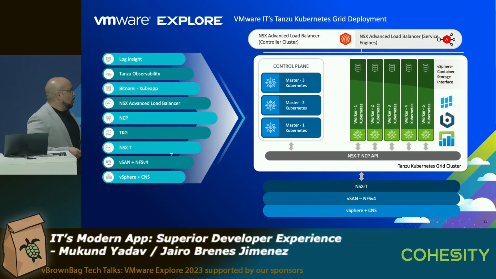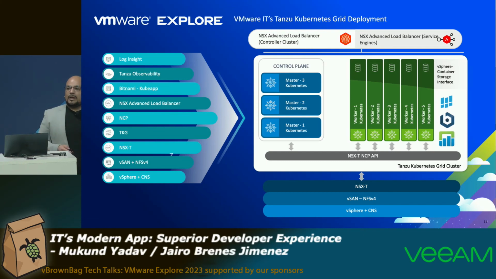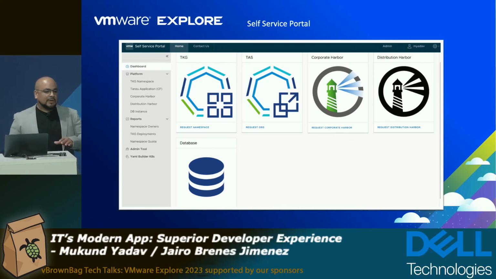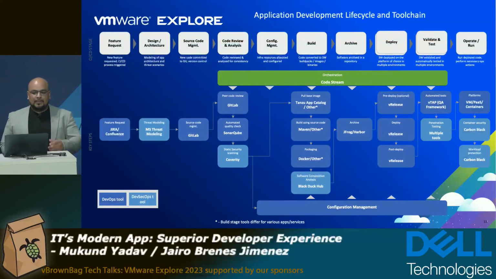Also, we have Tanzu Kubernetes Grid. I'm not going into much detail. We have two data centers, one in Santa Clara and another one in WDC. We have also the self-service portal. Because of the time, I'm not going to extend much. The self-service portal is where you can request namespace, organization, corporate hardware, distribution hardware, you name it. You can do it from there.